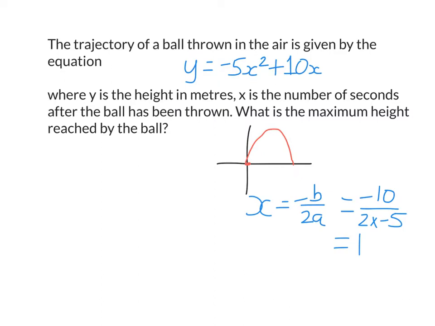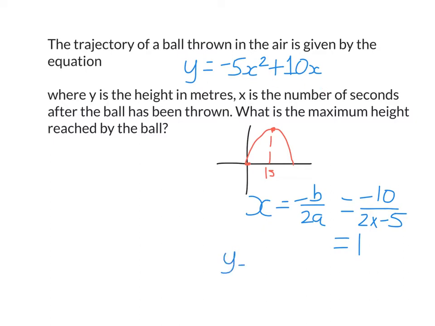What that means is the ball reaches a maximum height after 1 second. The question asks us to find the maximum height of the ball. It actually is asking us to find the maximum y value. So we found the x value of this point, we need to find the y value. To find the y value, we just substitute our x value into here.